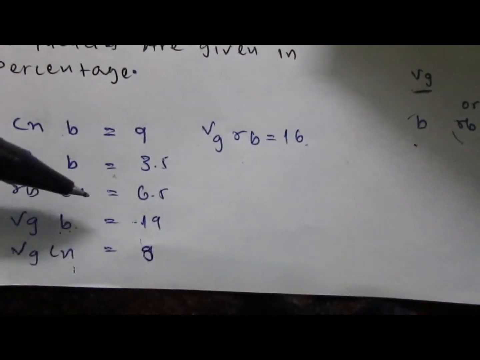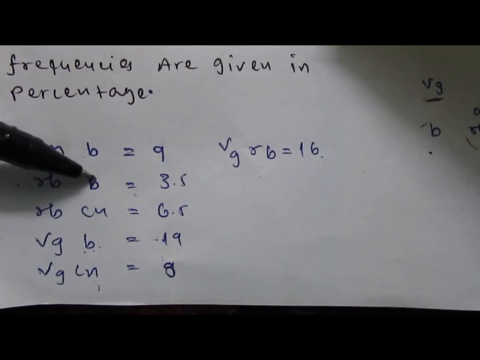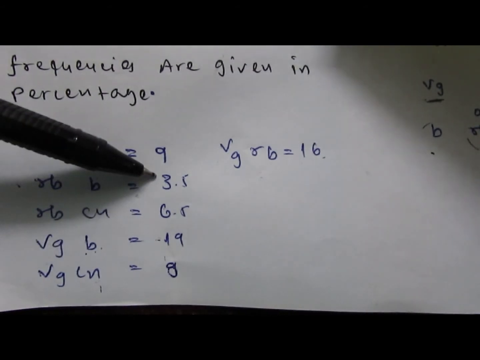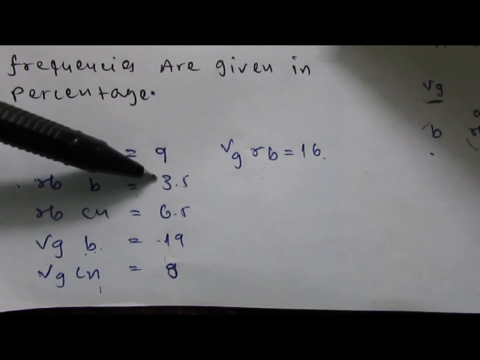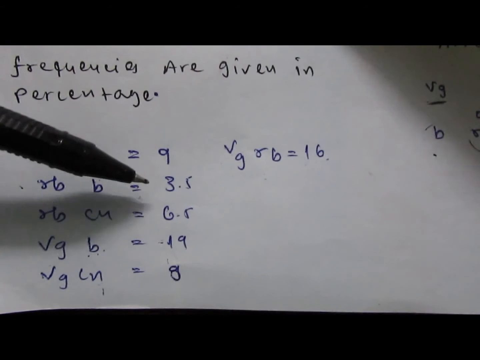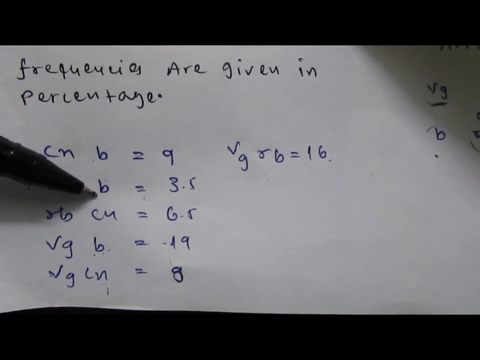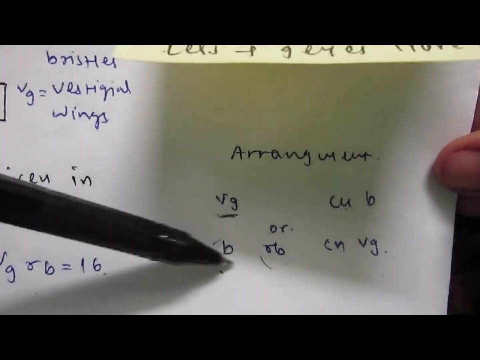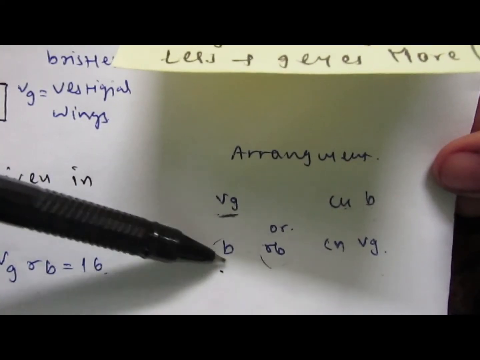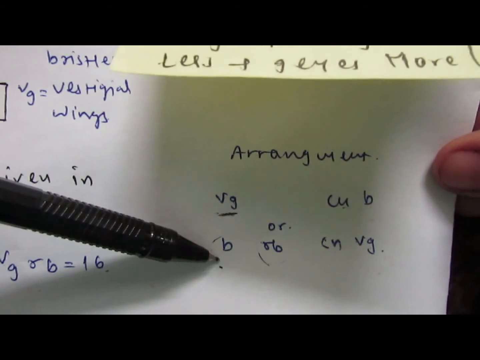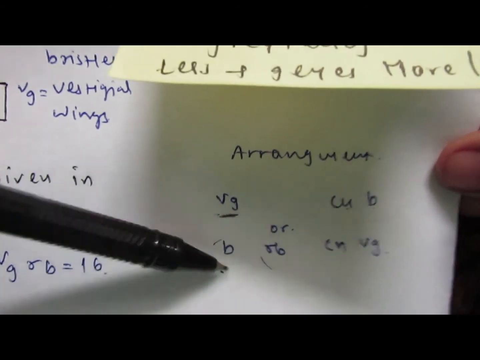Now the frequency between Rb and B genes is 3.5. That is a very small frequency. It suggests that Rb and B genes are very much linked with each other. So in this figure, Rb and B genes are very close to each other. That means they are highly linked with each other.